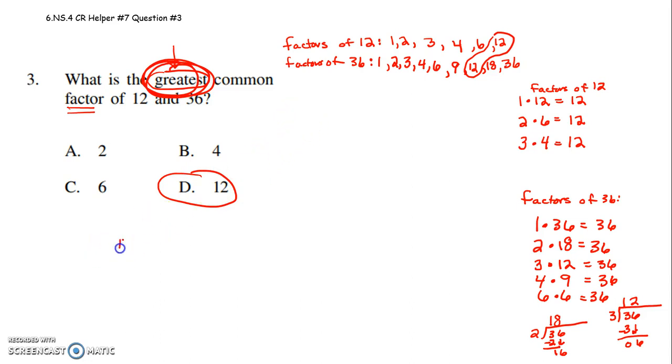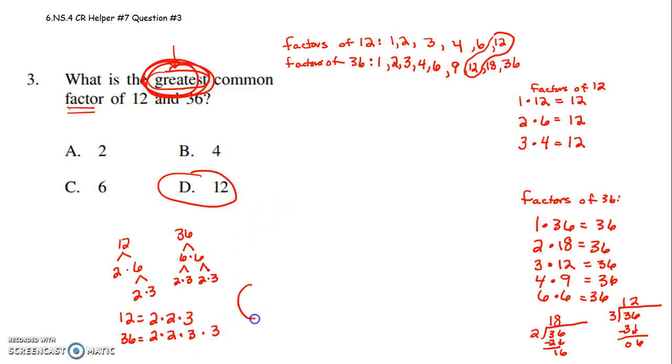Some of the teachers like to use prime factorization. So 12 is 2 times 6. Break down 6. 6 is 2 times 3. So the prime factorization of 12 is 2 times 2 times 3. Then they break down 36, and they do 6 times 6. 6 is 2 times 3. 6 is 2 times 3. So then they'd write out 36. The prime factorization of 36 is 2 times 2 times 3 times 3.